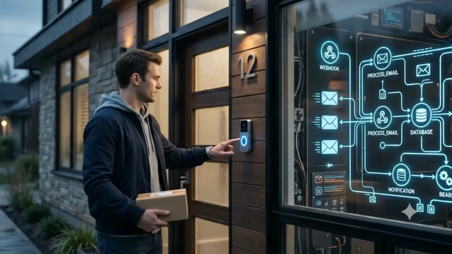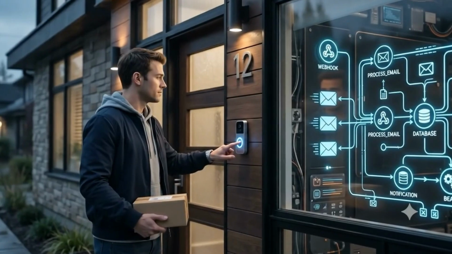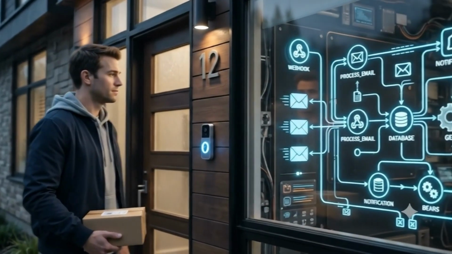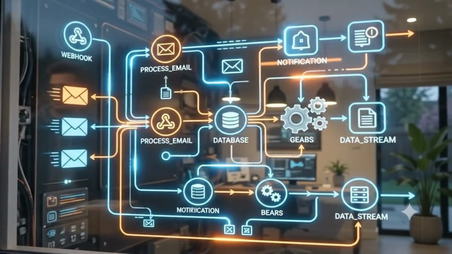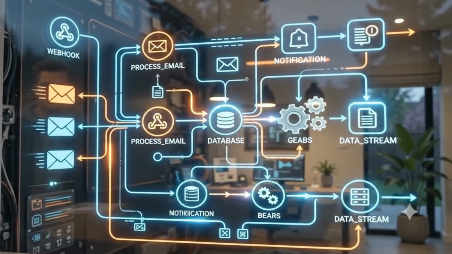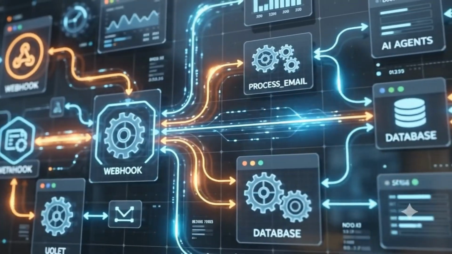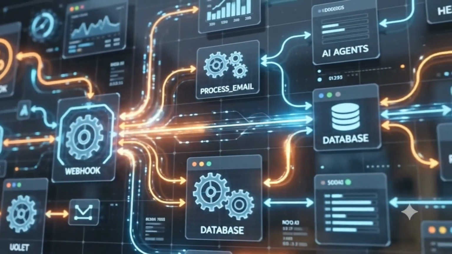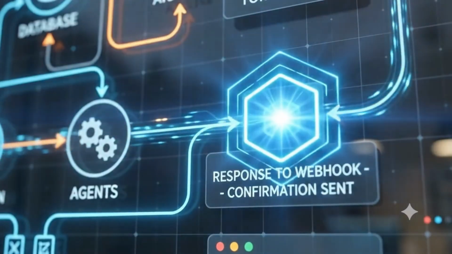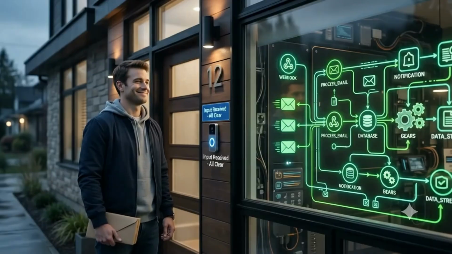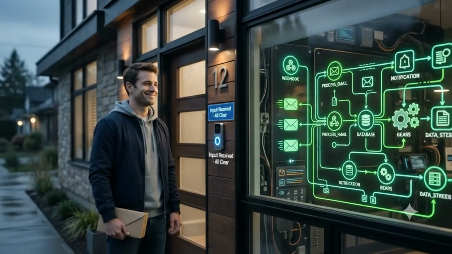I'll drop this in at the end of the workflow and set it to send back a simple confirmation, just a status message saying received. Now, when I trigger this from Postman again, watch the response panel. There it is, instantly. Status received. That's n8n saying, got it. Thanks. Back to whoever sent the original request.